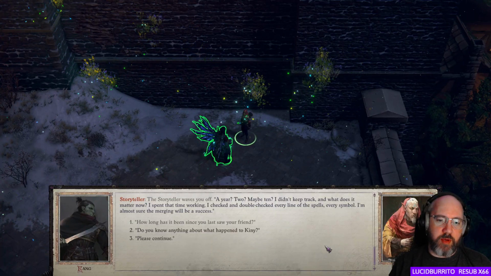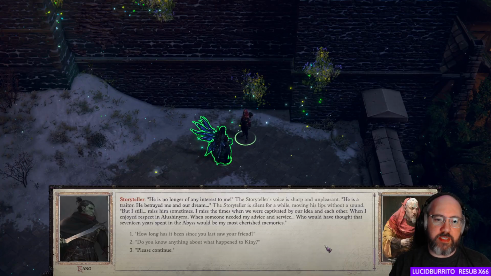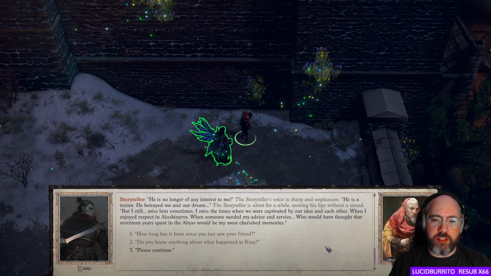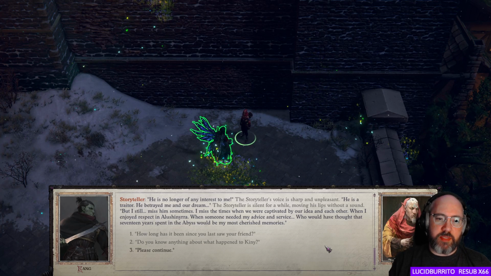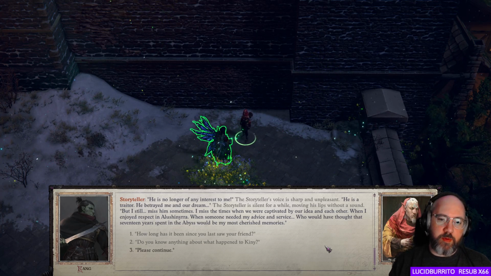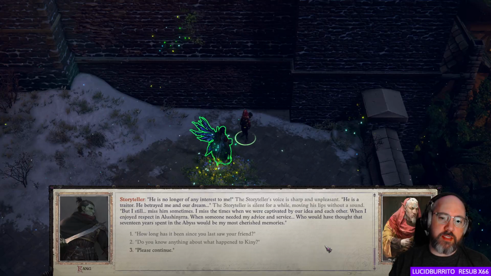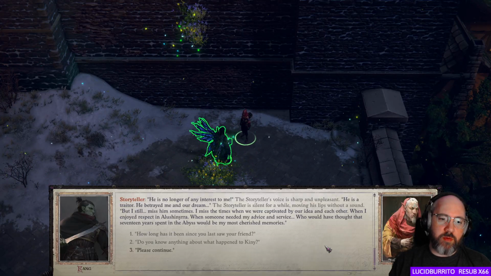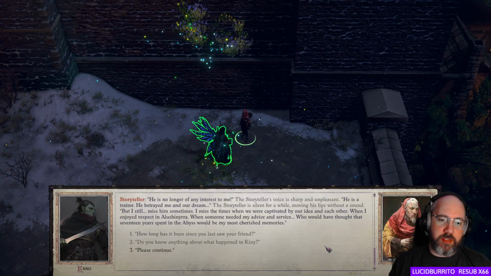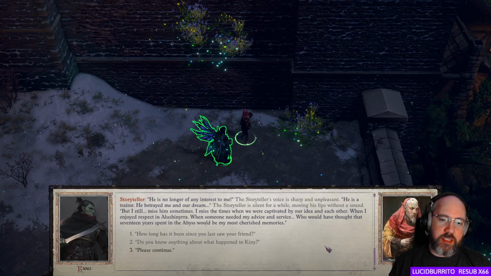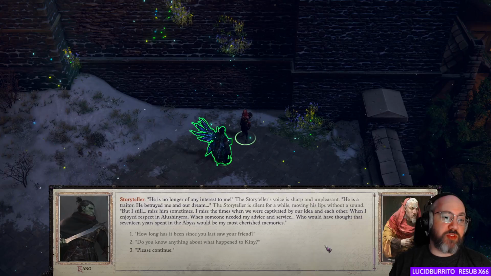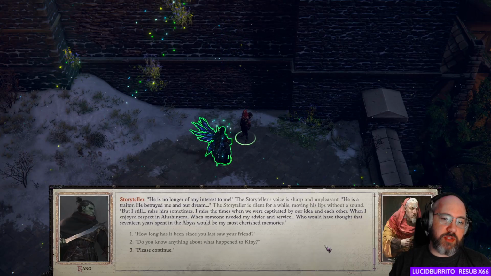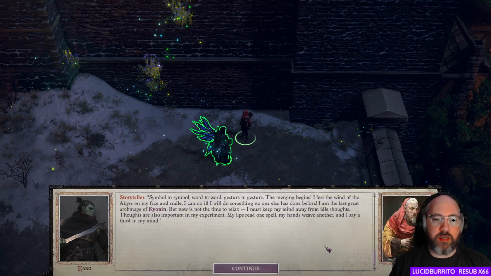Do you know anything about what happened to Kenny? He is no longer of any interest to me. He is a traitor. He betrayed me and our dream. But I still miss him sometimes. I miss the times when we were captivated by our idea and each other. When I enjoyed respect in Alashinria. When someone needed my advice and service. Who would have thought that 17 years spent in the Abyss would be my most cherished memories?